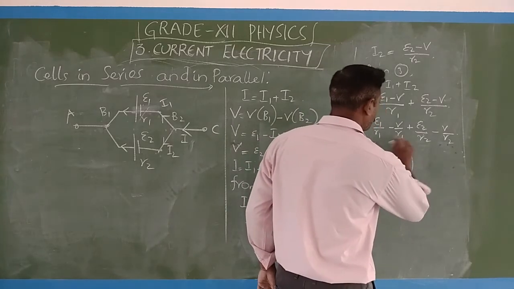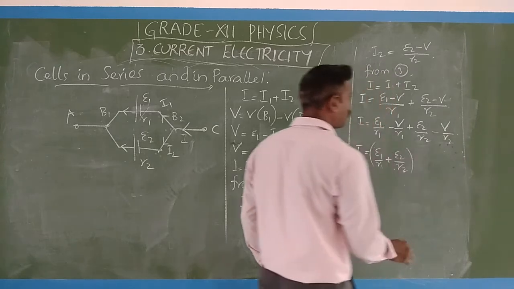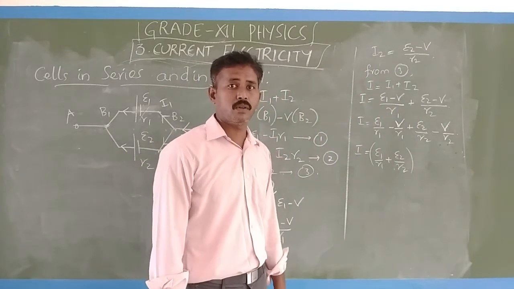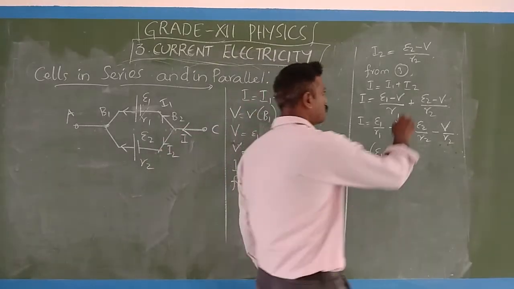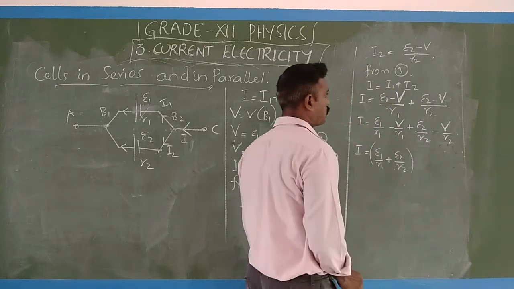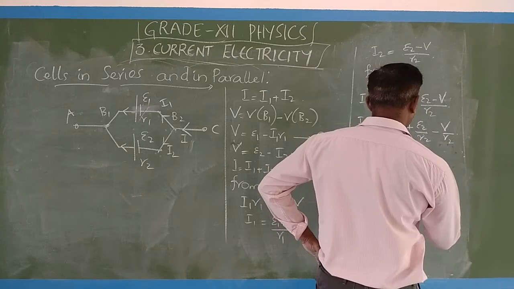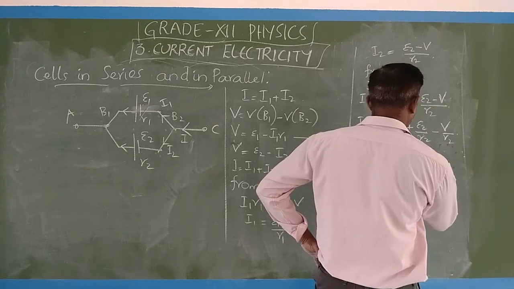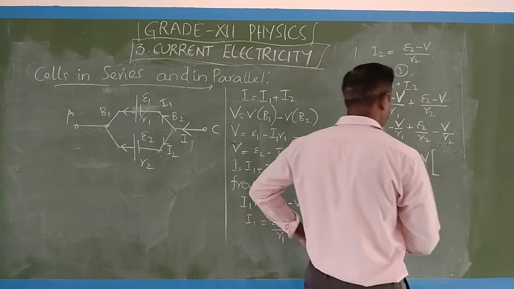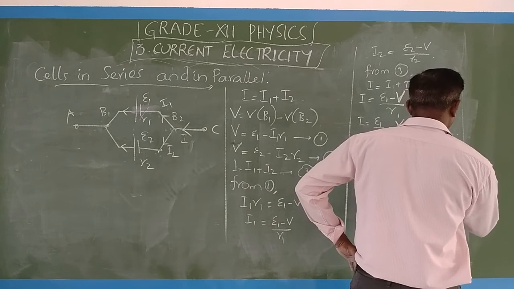Next one, this is V, voltage, not R. Be clear. Always do not forget to write the voltage as capital V. Don't write it in small v, so it may not confuse you. So write capital V. This is I equals E1 by R1 plus E2 by R2, minus V times 1 by R1 plus 1 by R2.